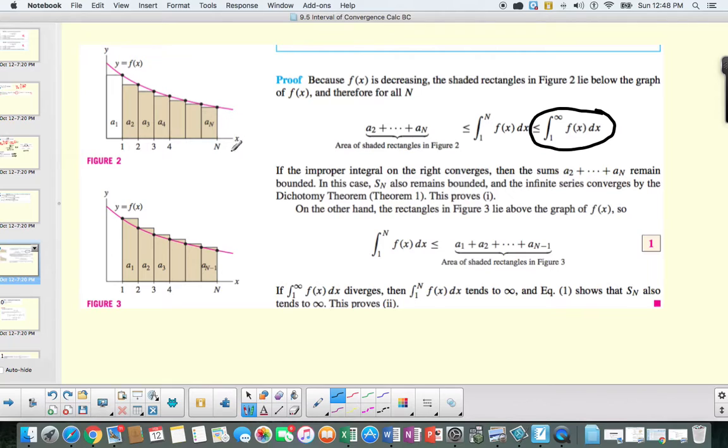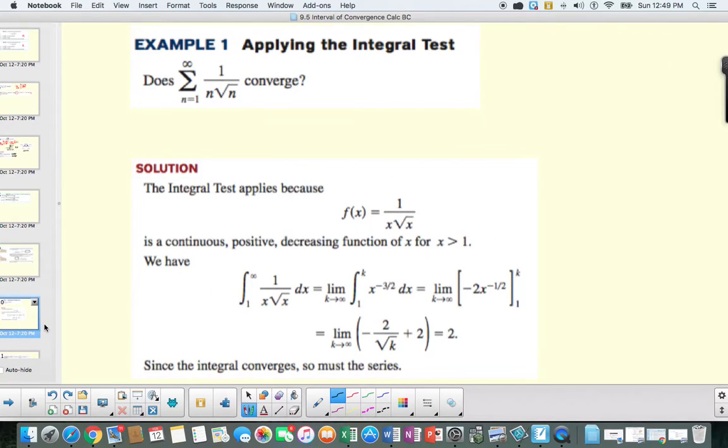Now, if you have an improper integral that diverges, we can start in such a way where all the rectangles are going to be above it, then we know that this summation will also diverge. Let's take a look at an application.